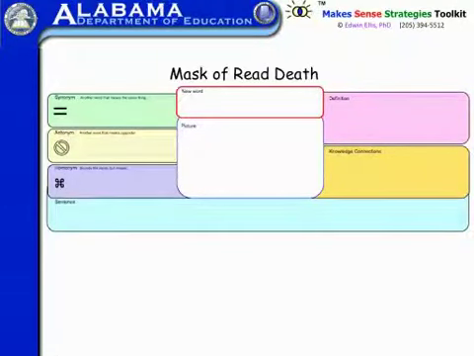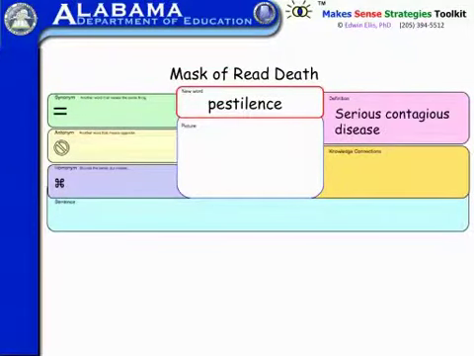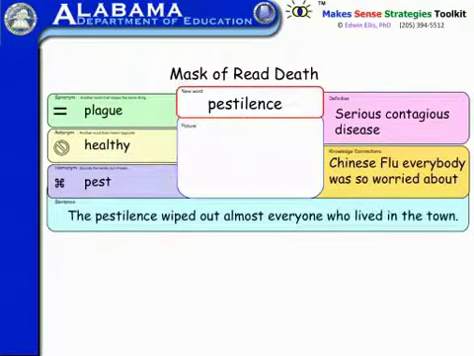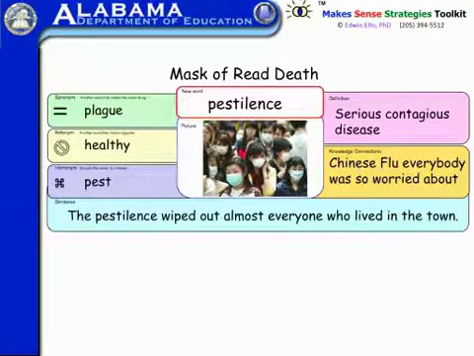Let's say we're doing The Masque of the Red Death, and the term is pestilence, and the definition might be serious contagious disease. A synonym for pestilence is plague. An antonym would be healthy. Homonym is pest. And knowledge connection, the Chinese flu everybody was so worried about. And the sentence is, the pestilence wiped out almost everyone who lived in town. And then a picture.